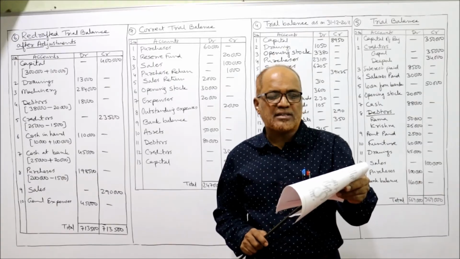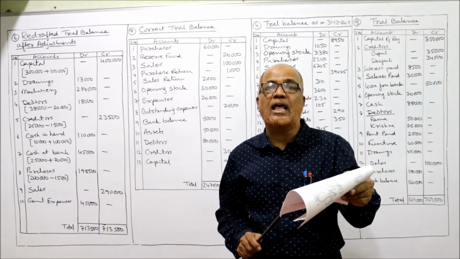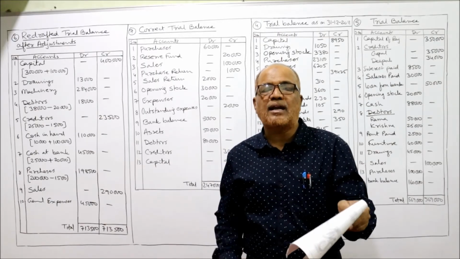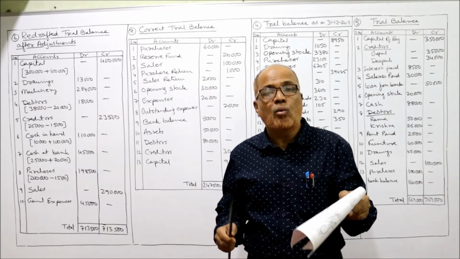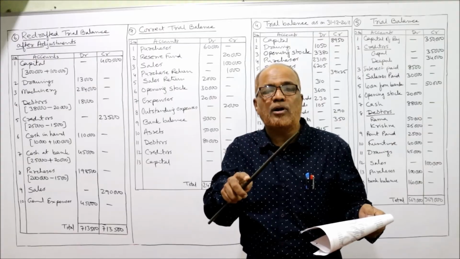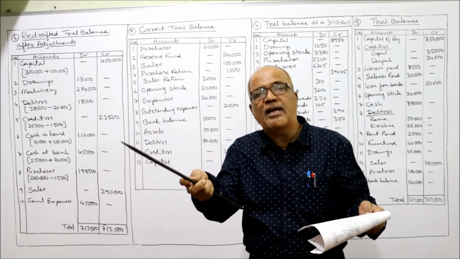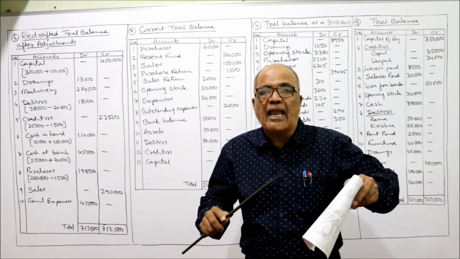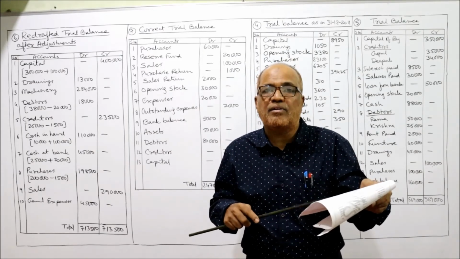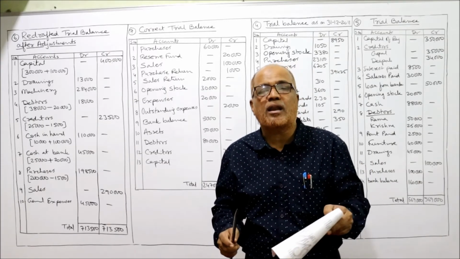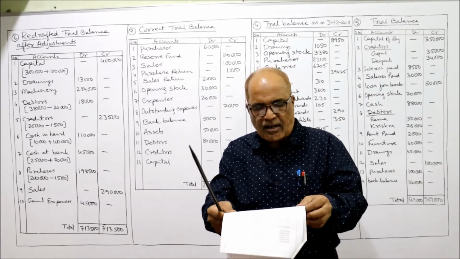From the following trial balance containing obvious errors. Already the trial balance is prepared, but that trial balance has a number of errors. What type of errors? Debit amount has wrongly been taken in the credit column, or credit amount wrongly has been taken in the debit column. Like this, obvious errors are given in the trial balance. Now your job is to rectify and make a correct trial balance. Prepare a correct trial balance.